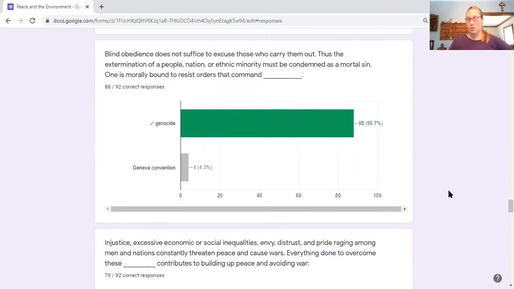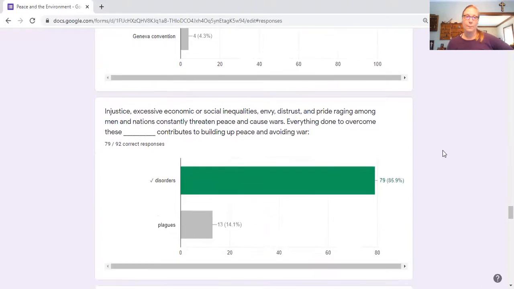So let's say you're a soldier in a war, but your superiors are telling you you must exterminate an entire group of people, an entire nation or ethnic minority or something like that. And this, you can't justify it. Just because you're serving people and they're your superiors, you're morally bound to resist orders that command things like genocide, you know, taking out an entire group of people.